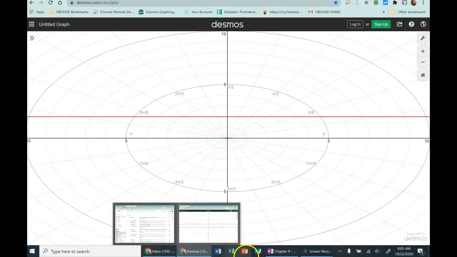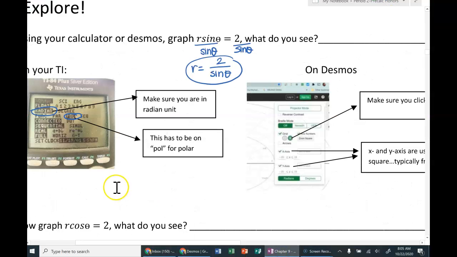Then we want to go back to our notes and write that in. Where it says, what do you see? This is what I want you to spell out and be very specific, okay, of what you saw. So you can say it's a horizontal line at y equals 2.